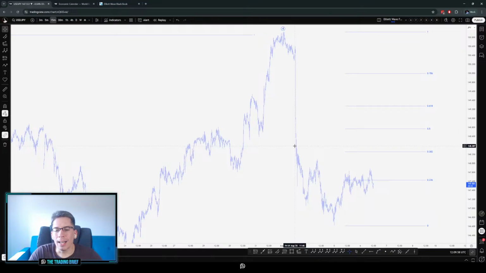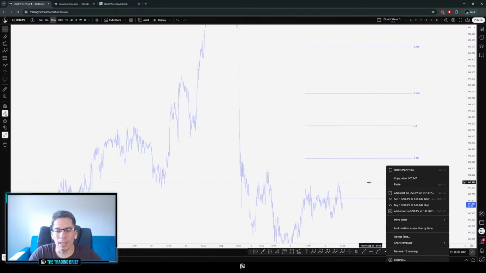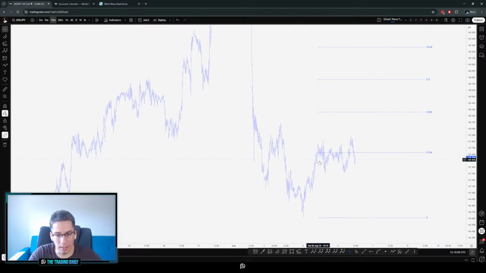Dollar yen, on the other hand, has done more or less what we want. Not perfect, but yesterday we had it like this. We did a 3-leg move, made a new high. We are seeing a recovery now.